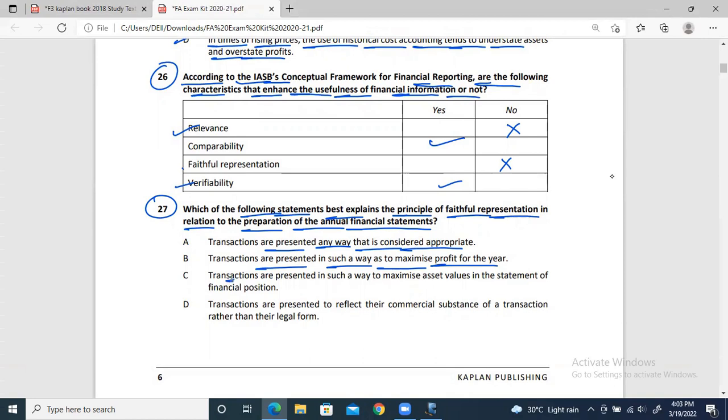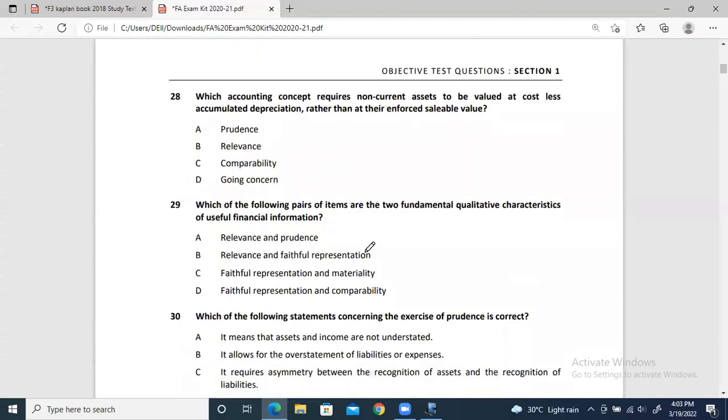Okay, transactions are presented in such a way to maximize asset values in the statement of financial position, right? So this is also not right, I think. Transactions are presented to reflect their commercial substance rather than their legal form. Yeah, so this one is correct. This is the same as question 25 that we studied, substance over legal form. The debit card example that I gave you, the same will be applied over here. So option D will be correct. Okay, so let's do till question 30 and then we'll wind up the lecture.